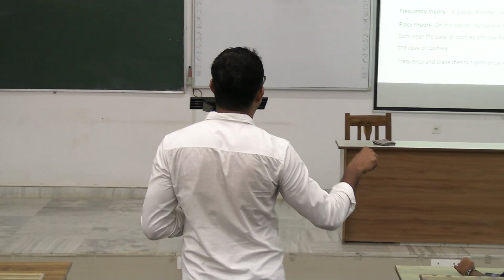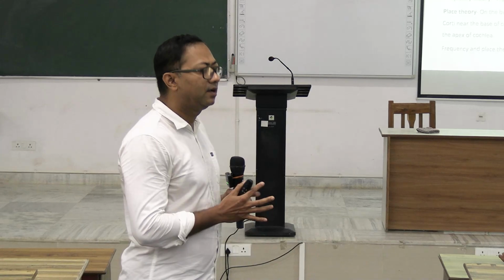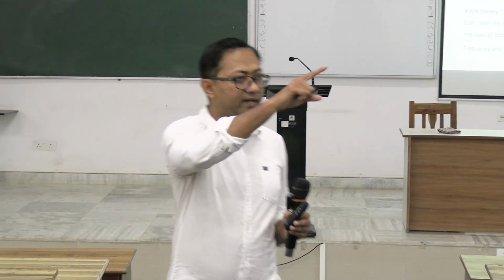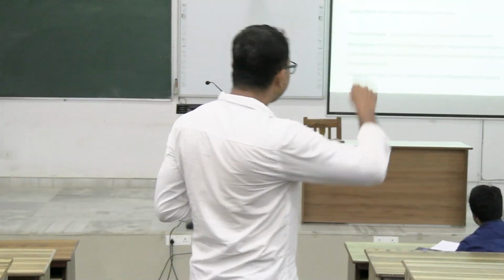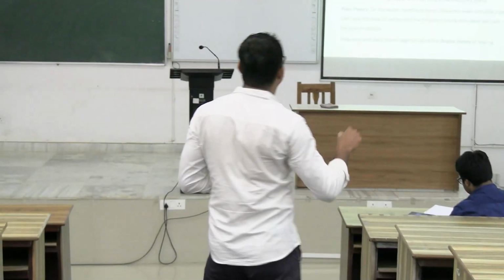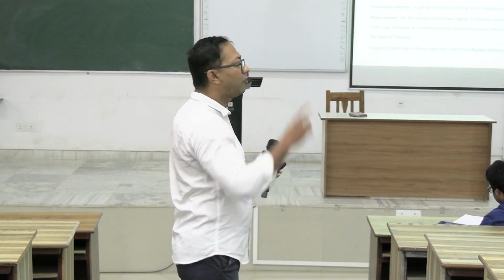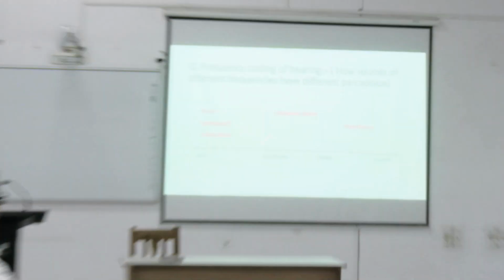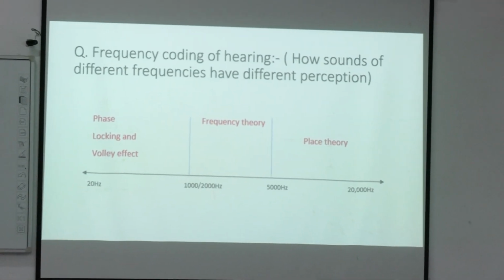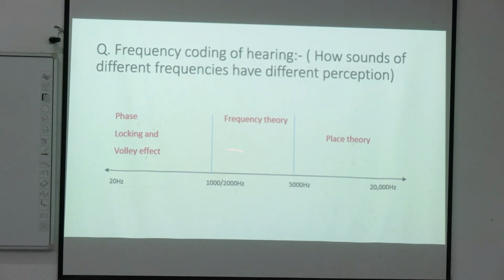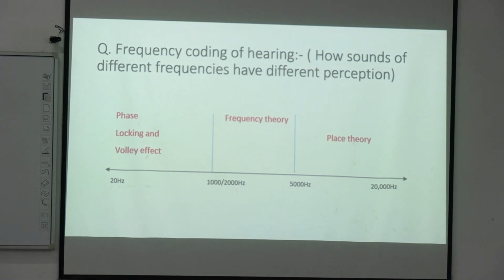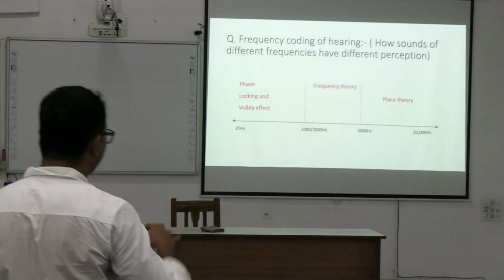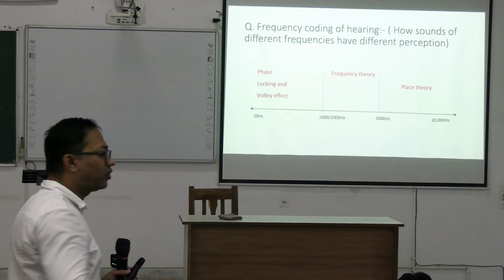And phase locking is one afferent nerve for every point of the phase. The phase of a sound wave is like a sine wave. You know the sine wave from your physics knowledge. So for every point there is a single nerve, and Wever effect is for one full cycle there is one single nerve, right? So 20 Hertz to 2000 Hertz, phase locking and Wever effect are applicable. 2000 Hertz to 5000 Hertz is frequency theory, that means for each frequency there is a group of nerves, and 5000 Hertz to 20,000 Hertz is the most important part, which codes for the place theory.